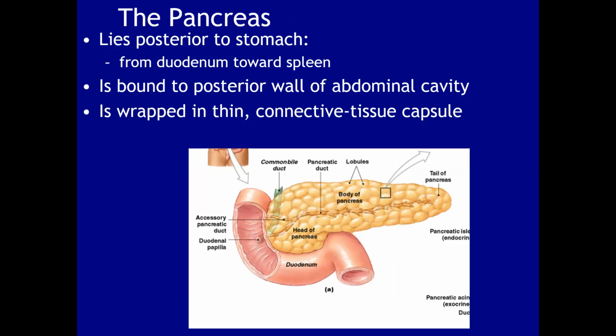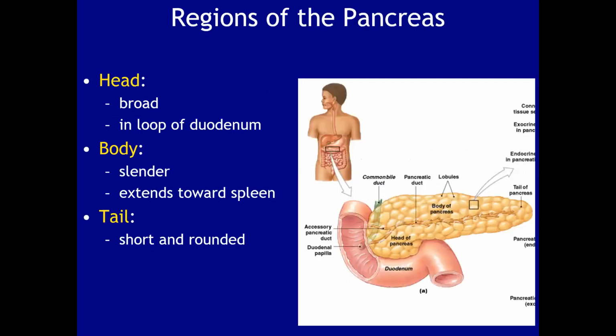As you can see, it's posterior to the stomach. It's actually bound to the back wall, posterior wall of your abdominal cavity, and it has this very thin connective tissue capsule. Remember, again, this is what makes it a retroperitoneal organ. The pancreas, much like many other organs, has different regions, such as the head, the body, and the tail.